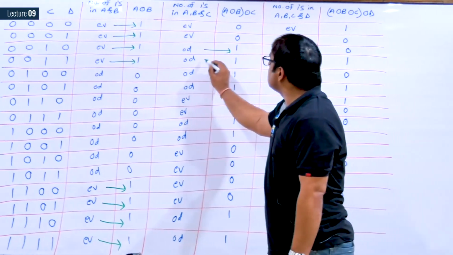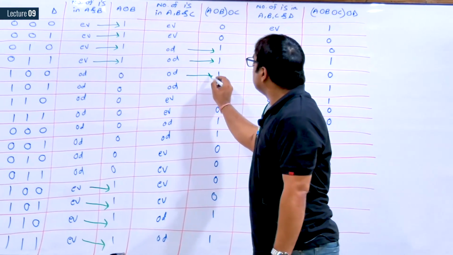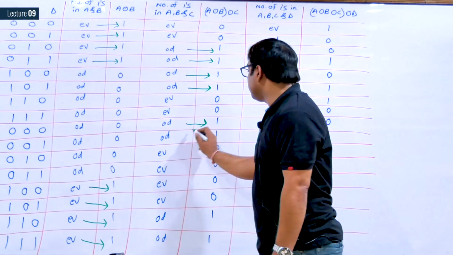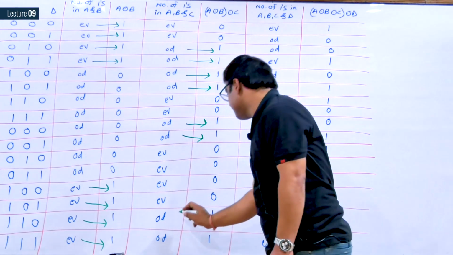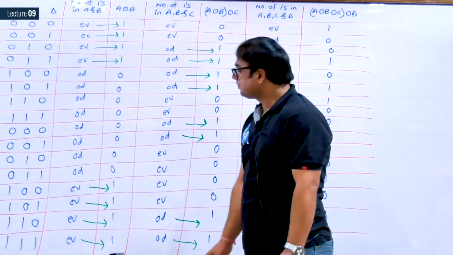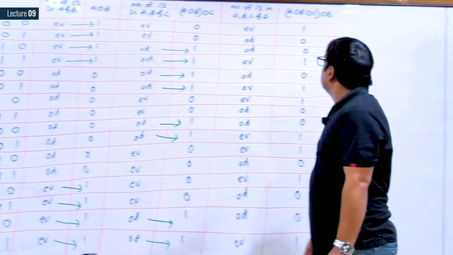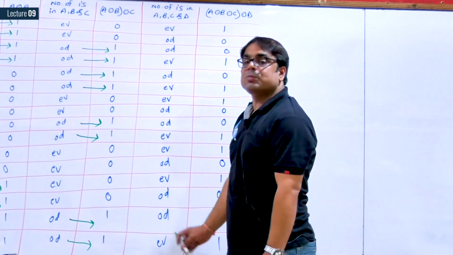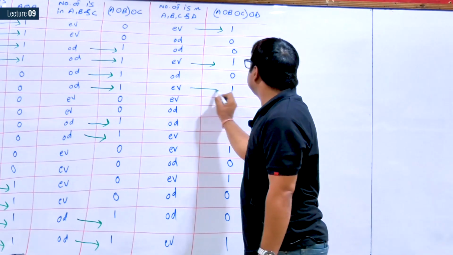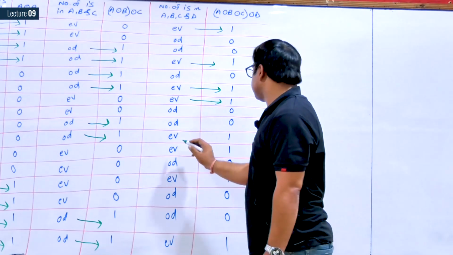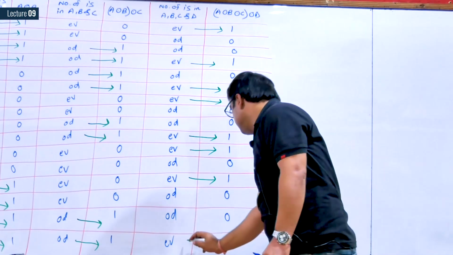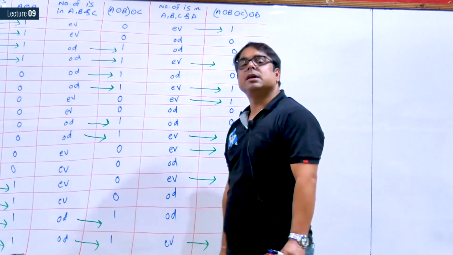Odd number of 1s is being detected. See, odd number of 1s is being detected. See what is happening, again opposite, even number of 1s is being detected.